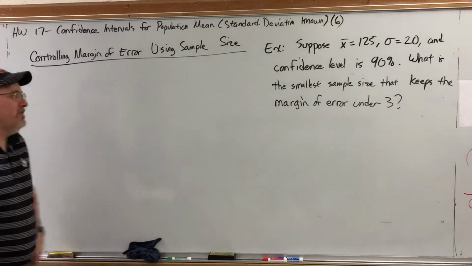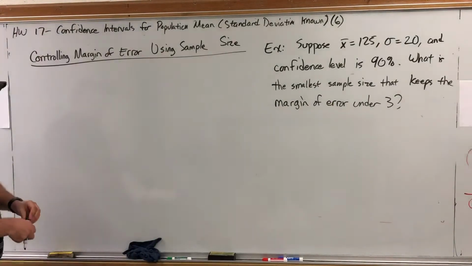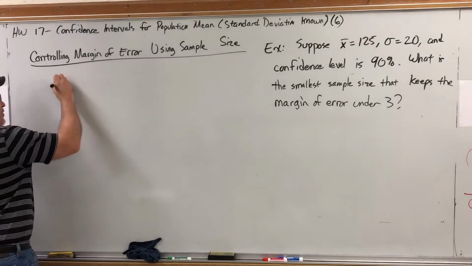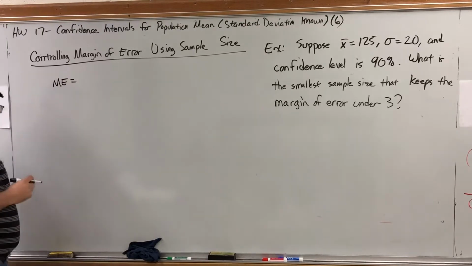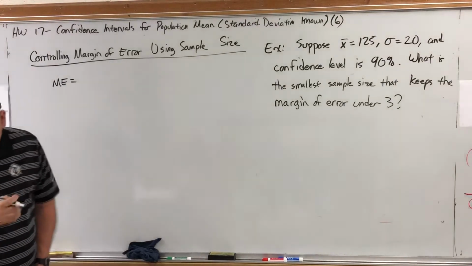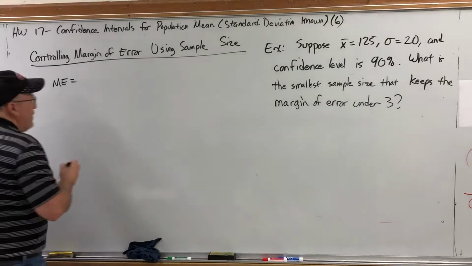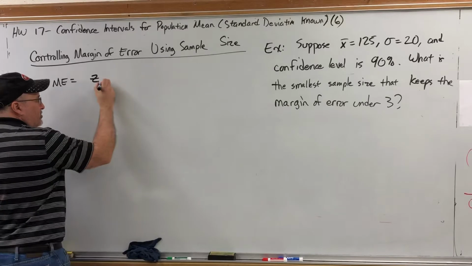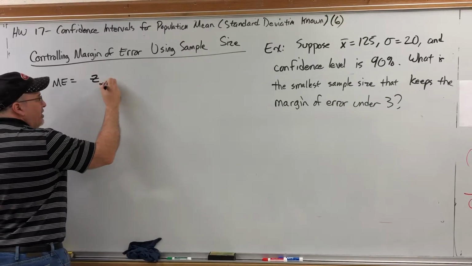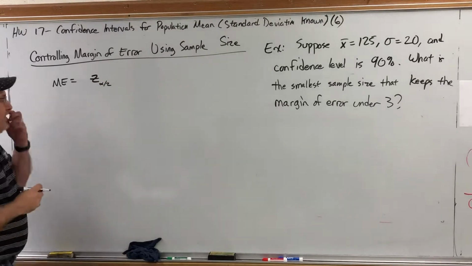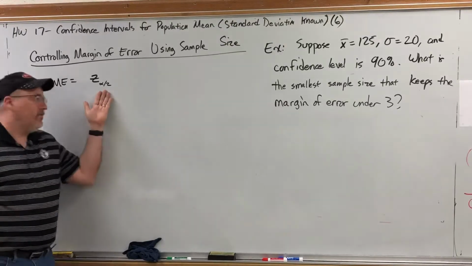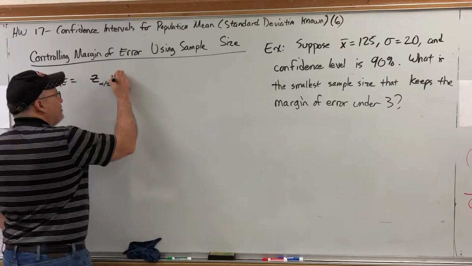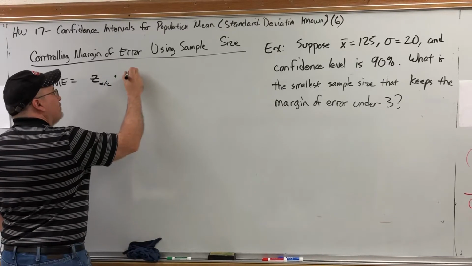There's a formula for doing that, but I want to show you the genesis of that formula by reminding ourselves where the margin of error comes from. I want to remind you that in the book, the author uses a lowercase m for margin of error. I will use ME. Our margin of error comes from multiplying the critical value z, which is also listed as z sub alpha over 2, meaning the z that has half of the remaining area to the right of it, times our standard error, which was sigma sub x bar.